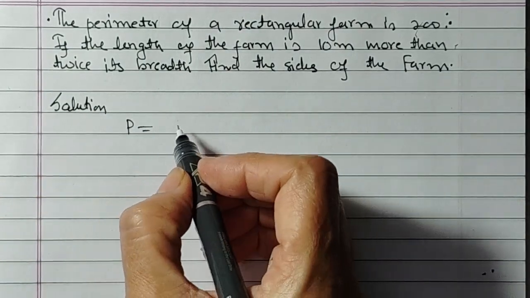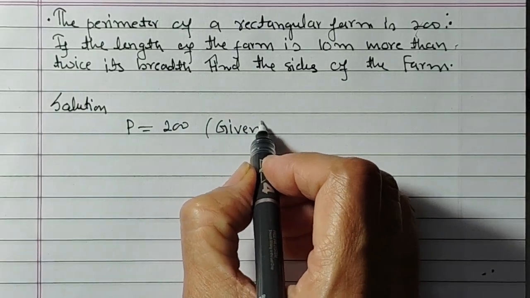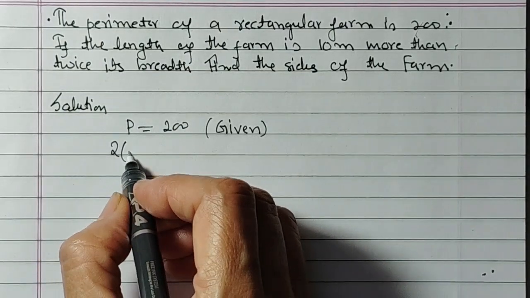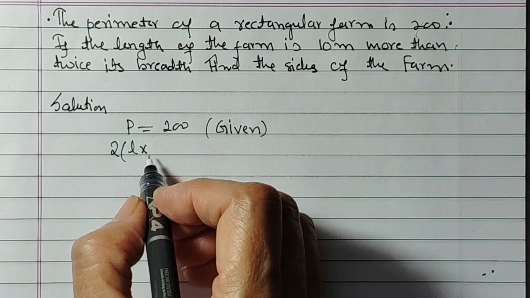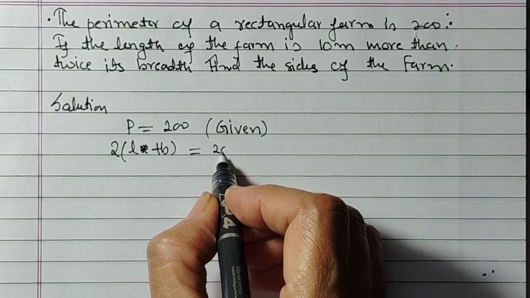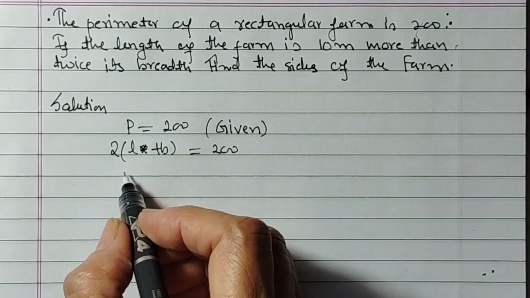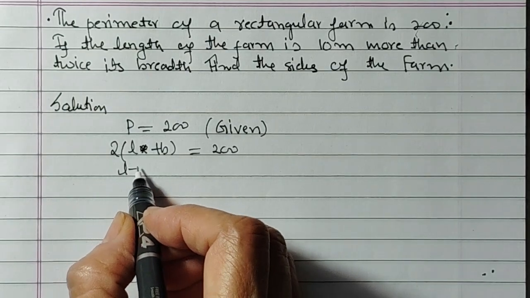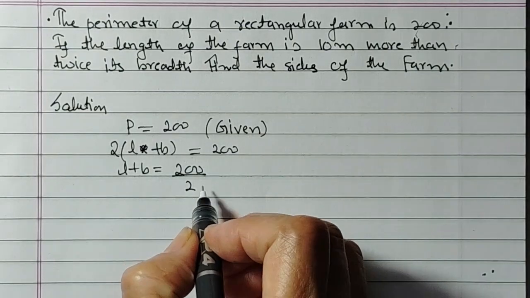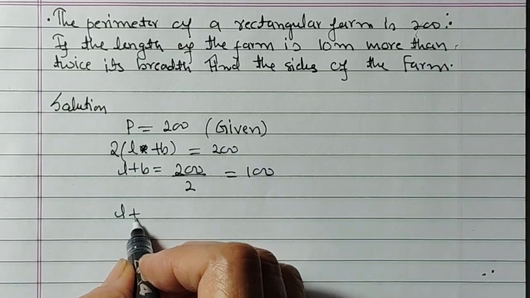P is given and it is 200. Now 2 into (L plus B) equal to 200. It has been given to us. L plus B will be equal to 200 divided by 2, which is 100. So L plus B is 100.